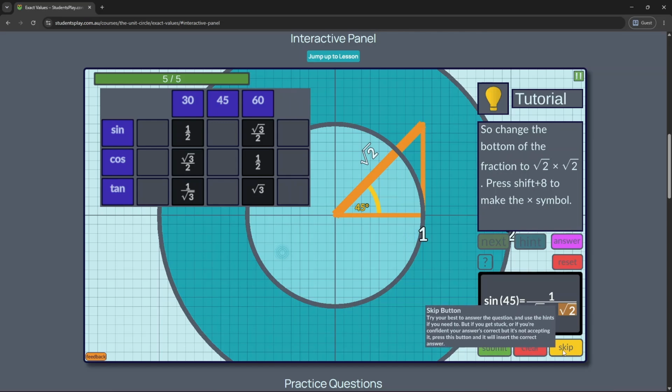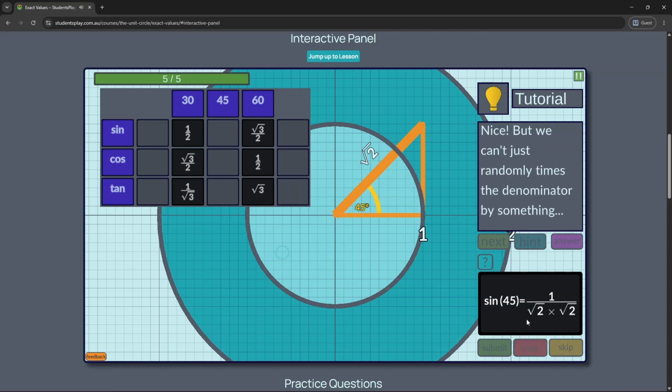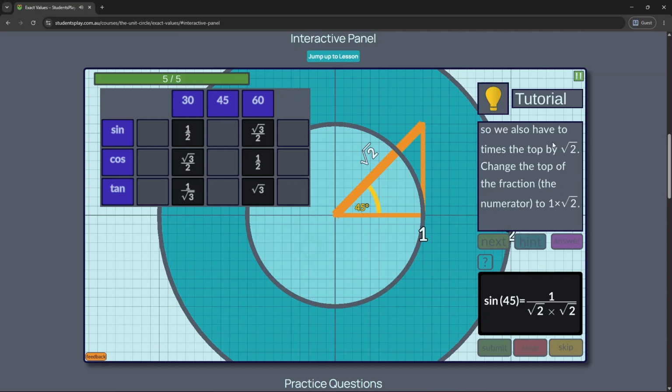So to show you what happens, press skip and it'll put the answer in. Nice. Now we can't just randomly times the denominator by something. So we also have to times the top by square root of 2. Change the top of the fraction, the numerator, to 1 times square root of 2.